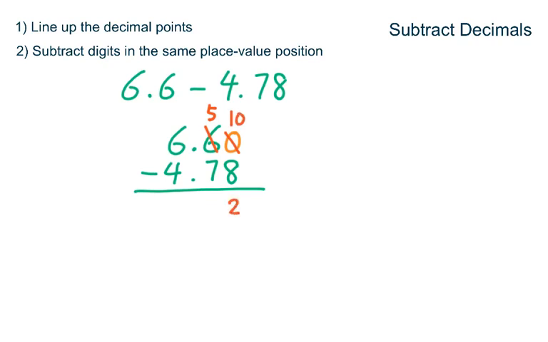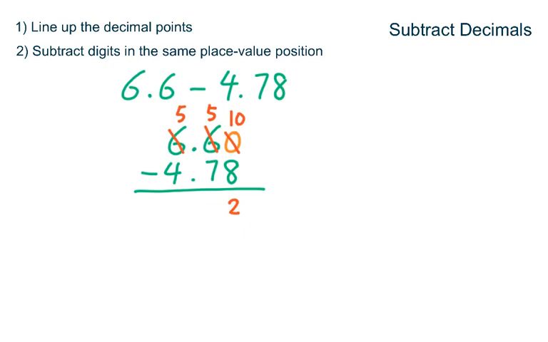And if you look at the tenths place, you see that 5 minus 7, we don't have enough to subtract again, so we're going to borrow from the ones place. So cross out the 6 and we write 5 because you only borrow 1.